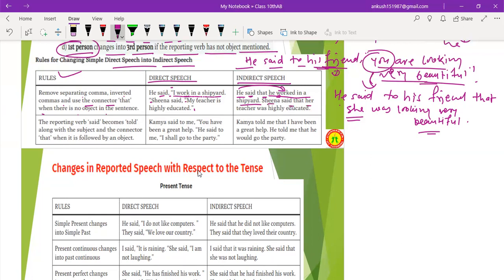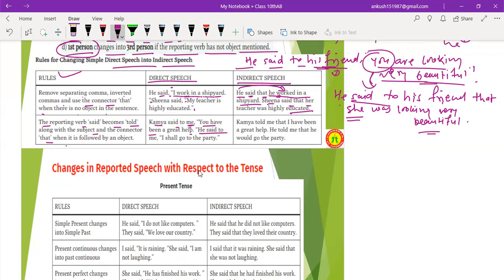Yes, sir. Tina said that her teacher was highly educated. Okay, "was" now. The reporting verb "said" becomes "told", along with the subject and the connector "that", when it is followed by an object. See, there is a rule: when "said" or "said to" is transformed, it becomes "told" whenever there is an object used after that. So: Kamya said to me, "You have been a great help."